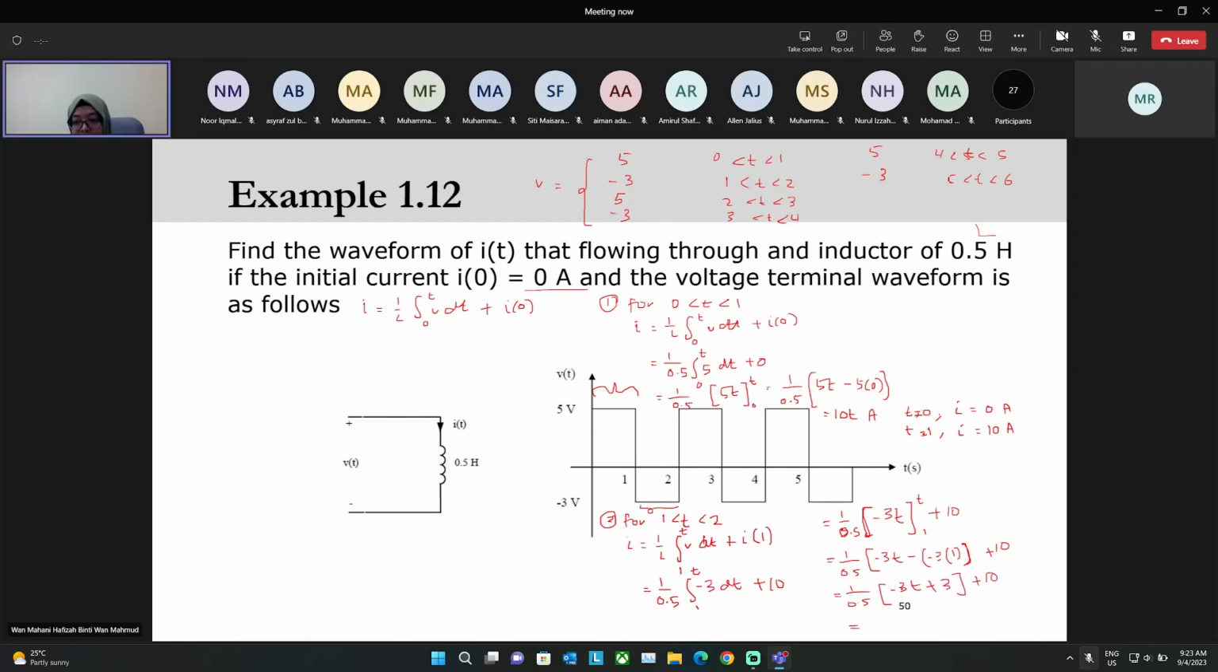Okay, negatif 3 bahagi dengan 0.5. Negatif 6T kan? Tambah dengan 3 bahagi 0.5. 6. Tambah dengan 10 yang belakang tu. So finally you get the value 16 minus 6T ampere. 6T, bukan 60. 6T.